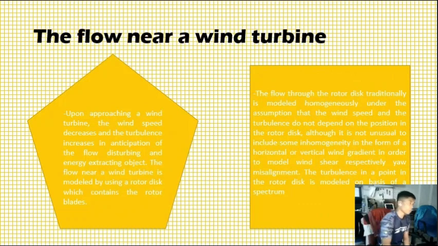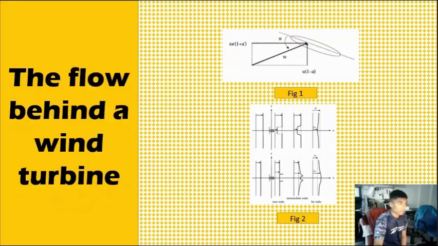Second is the flow near a wind turbine. Upon approaching a wind turbine, the wind speed decreases and the turbulence increases in anticipation of the flow disturbing an energy extracting object. So here we can see the explanation of the flow near a wind turbine. And the third one is the flow behind a wind turbine. Here are shown two figures showing the flow behind a wind turbine.